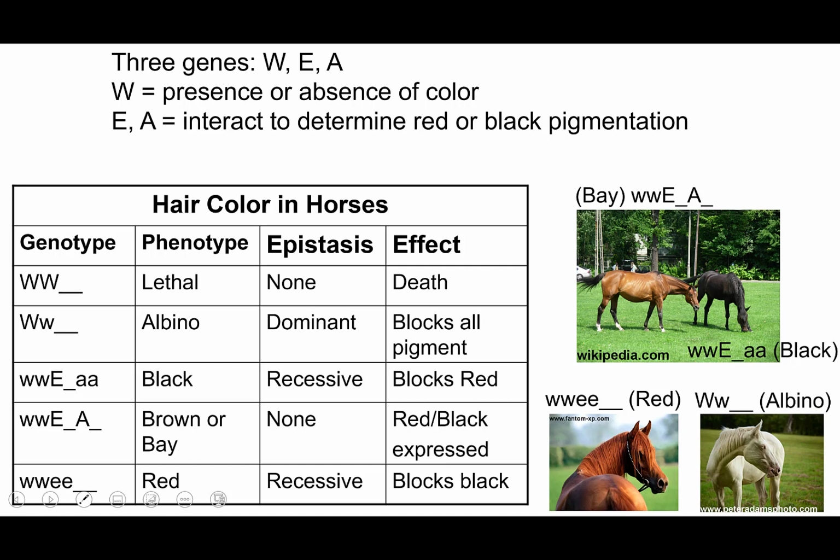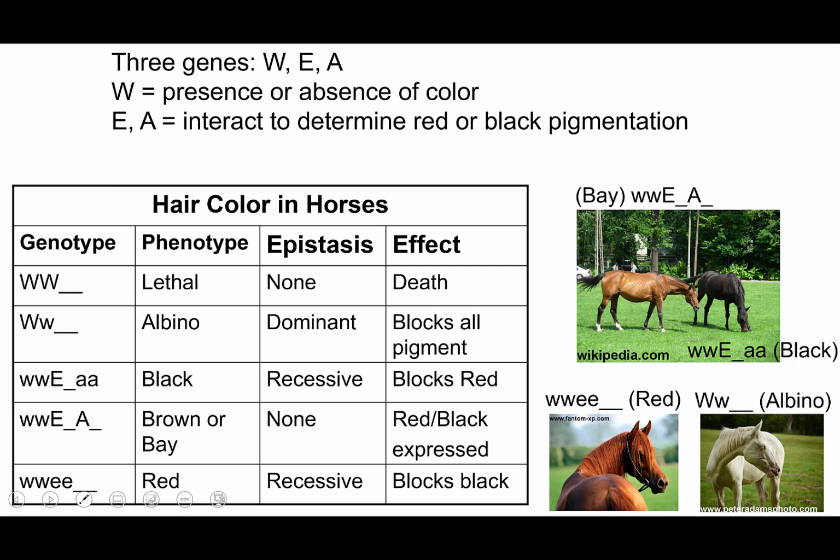Let me give you an example. This will make a little bit more sense. Hair color in horses. Three genes play a role in what type of color we find on the coat of a horse. We have one gene that we designate W. That gives us the presence or absence of color. If we are homozygous dominant for W, it's actually a lethal allele. So there's no epistasis. The effect of that will be death.